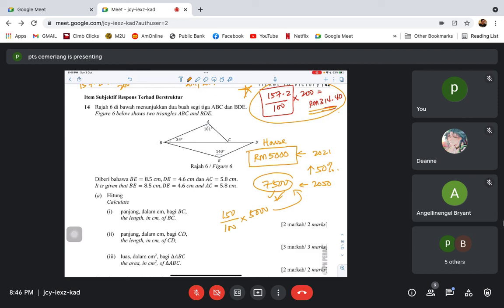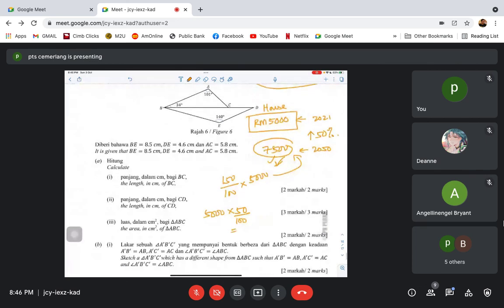Tapi kalau ada juga orang yang buat macam ni, okay? 5,000, lepas tu dia dapat dengan 50% dulu, 50 over 100, okay? Lepas tu dia dapat 2,500. Lepas tu dia tambah lagi dengan 5,000, okay? Leceh kan? So dapat 7,500, okay? I'm not sure how many of you do this, okay? But then this is also correct.